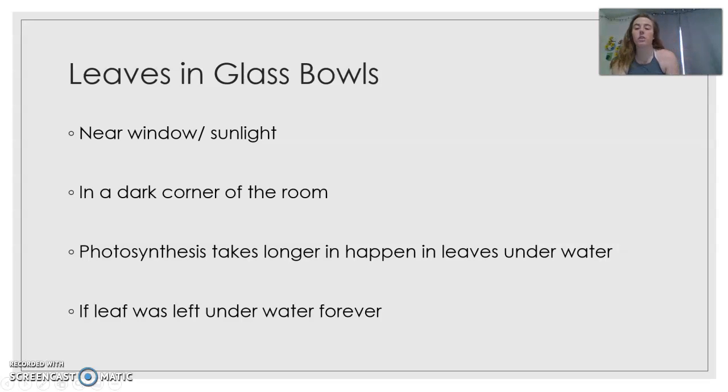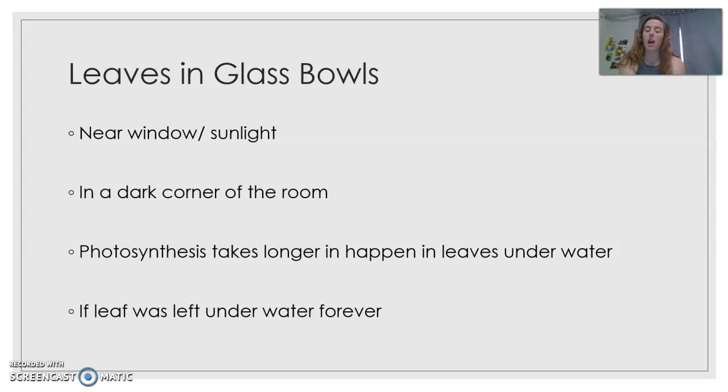So, if your student decided to place their glass bowl with the leaf inside near the window, that is when photosynthesis would have happened the fastest, because sunlight is one of the main things needed for photosynthesis to happen. Some students decided to put their bowls with leaf and water in a very dark corner in the room under my desk. So those students found out that they didn't have as many bubbles, and they should not have had as many bubbles because they were in a dark area where sunlight did not get to.